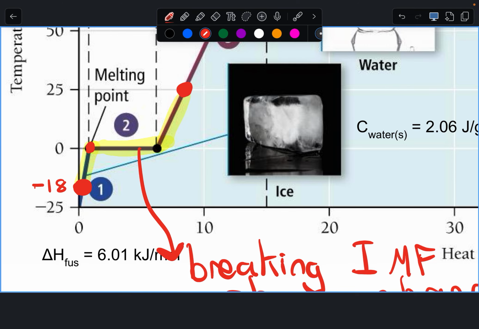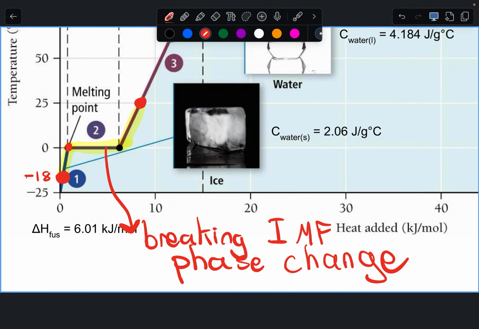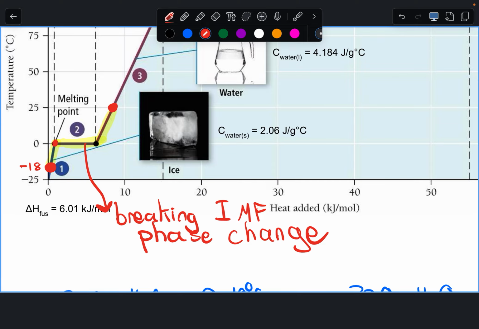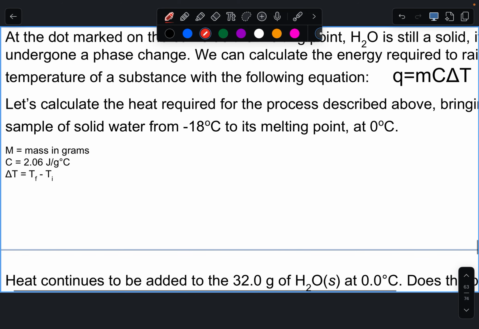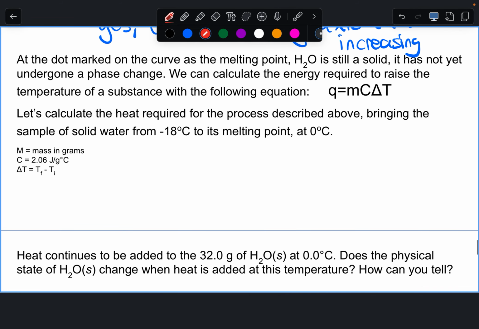So let's pause here and calculate what's happening between negative 18 and 0. We do that the same way we did in chapter 7: Q equals MC delta T, to find out the heat it took to get that chunk of ice to go from negative 18 to 0. You go ahead and do that calculation. Tell me the Q of going from negative 18 to 0 for that ice cube.